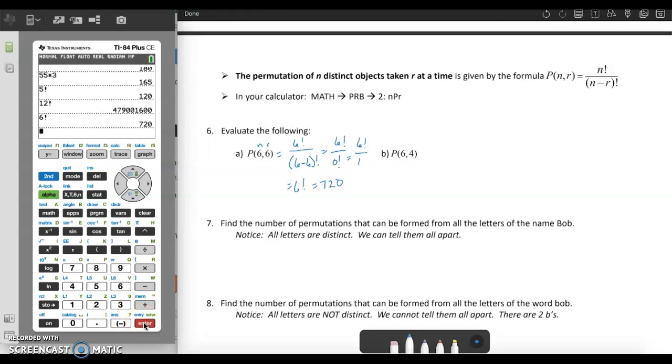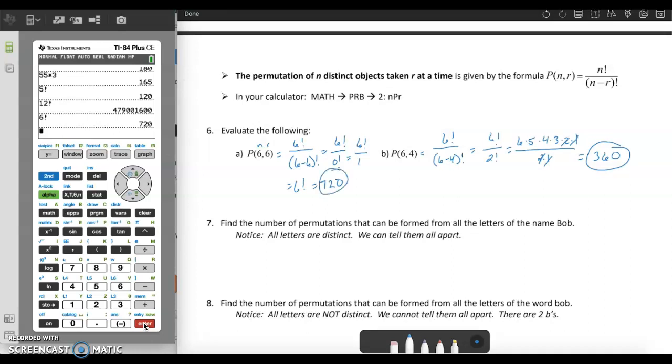Okay, what about if I want to permute 6 objects 4 at a time? Using my definition, this would be 6 factorial over the quantity 6 minus 4 factorial, or 6 factorial over 2 factorial. And maybe I want to just do this without going into my calculator. 6 times 5 times 4 times 3 times 2 times 1 on top, 2 times 1 on the bottom. Cancel those out. So basically, I'm doing 6 factorial, except I'm not multiplying that very last 2 in there. This should end up being 360.